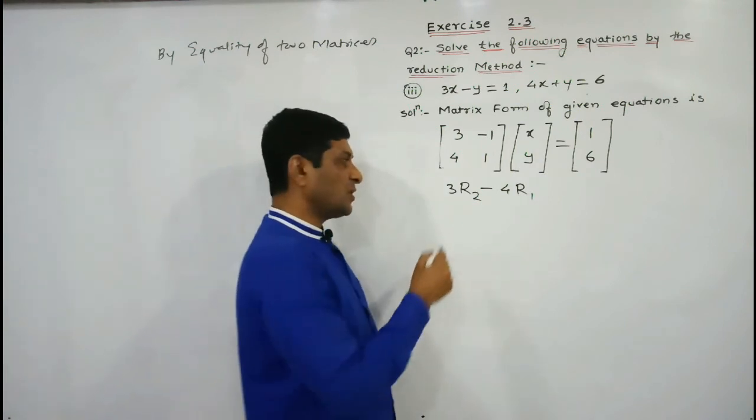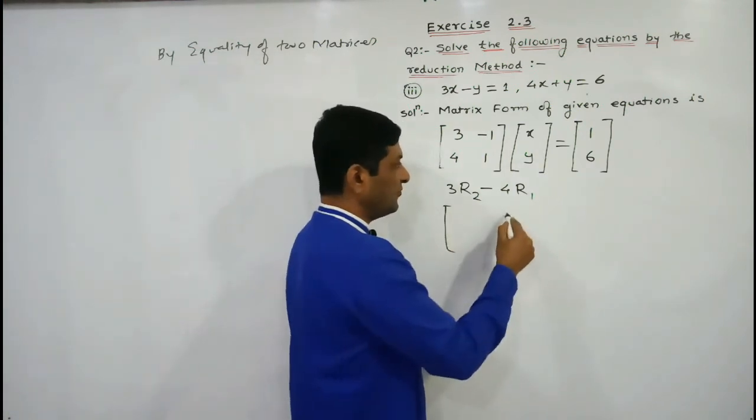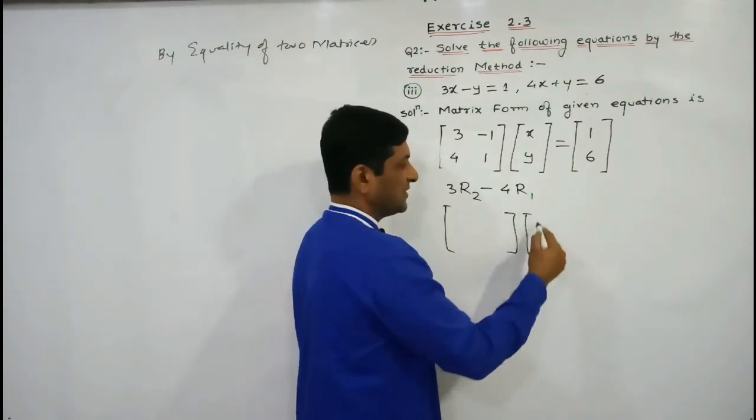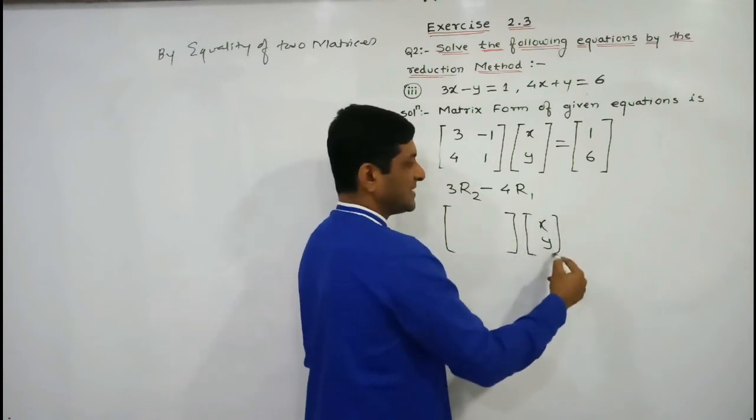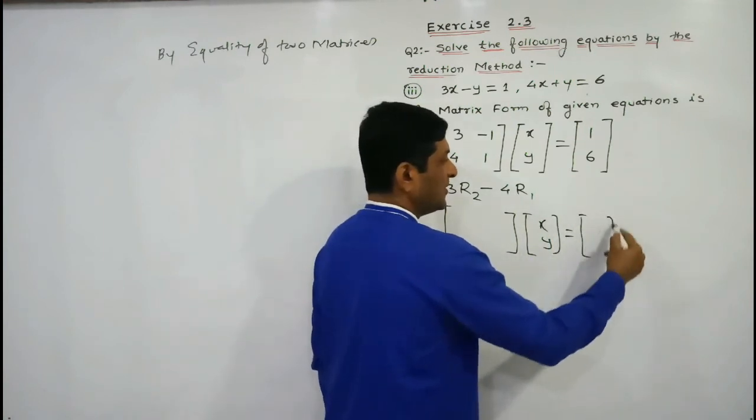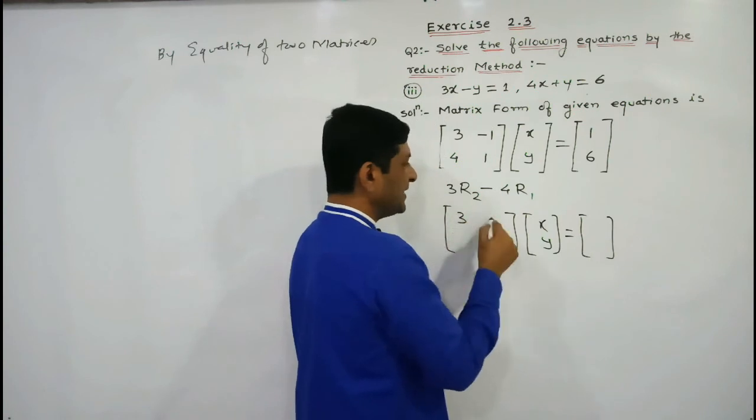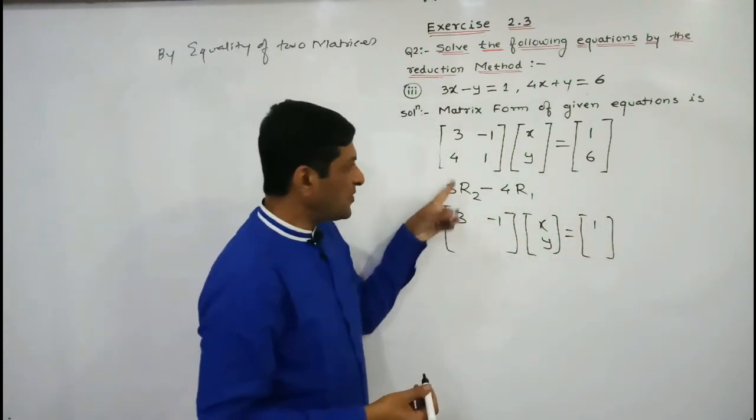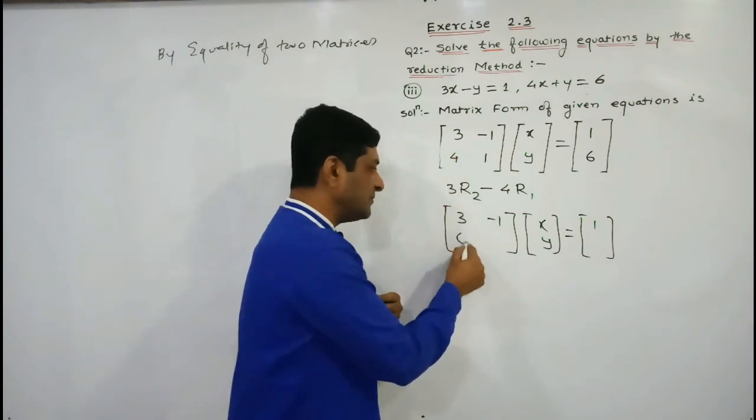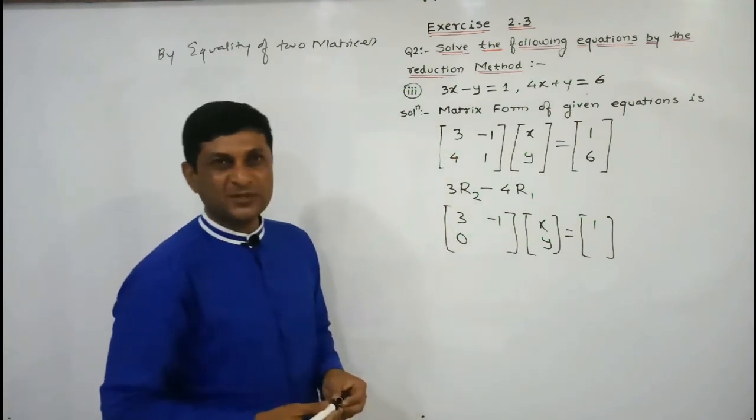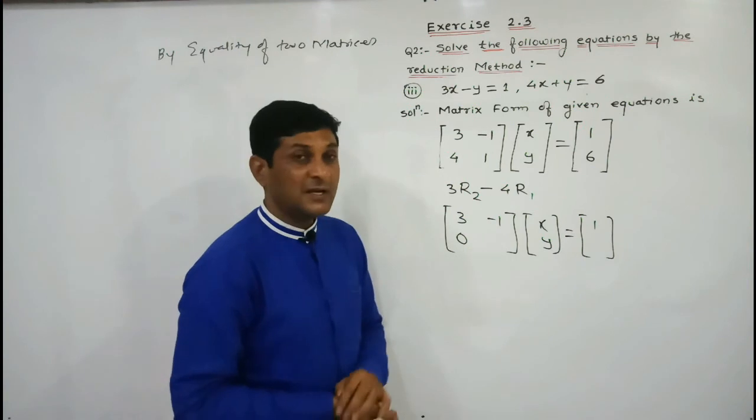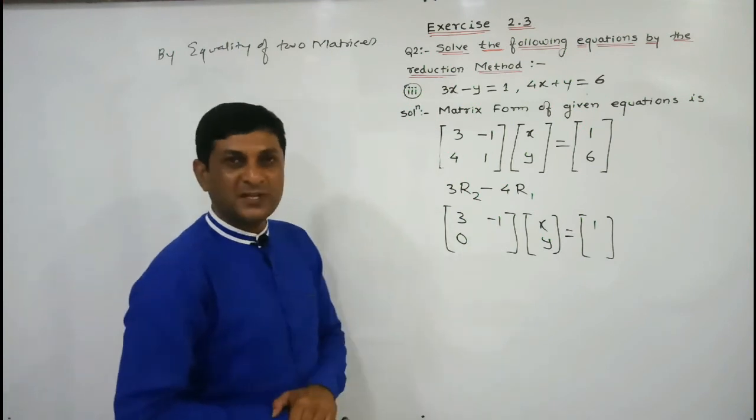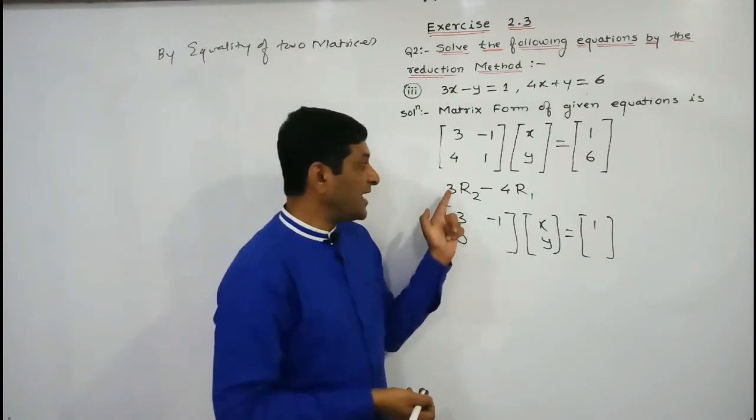Let us perform this operation on the elements of R2 very carefully. Here x and y, keep them as they are. Our operation is only on R2, so keep the elements of R1 as they are. We performed this operation just to convert this element into 0, so we can directly write 0, but the remaining operations we have to do very carefully.